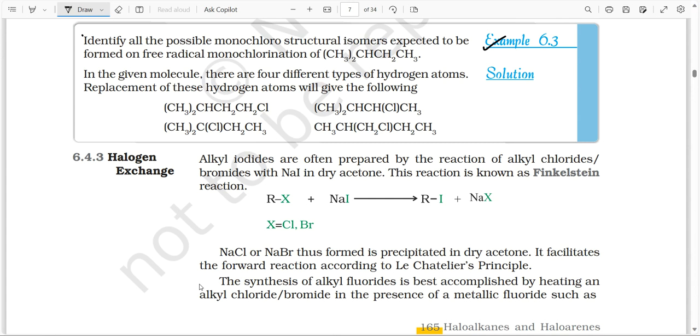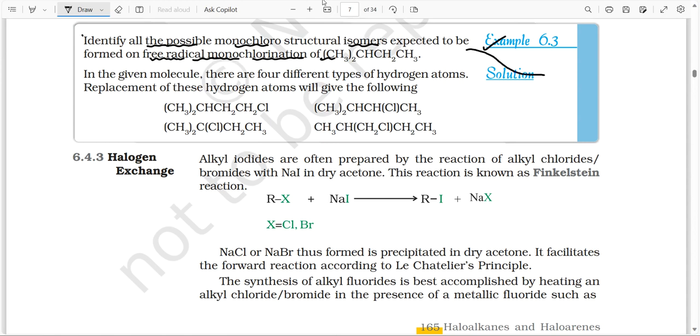Identify all the possible monochloro structural isomers. I am requesting everyone to keep an NCERT with you. Monochloro structural isomers are expected to be formed by free radical monochlorination of CH3 CH2 CH2 CH3.